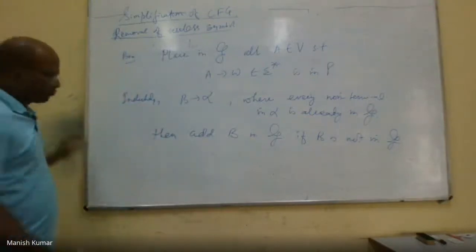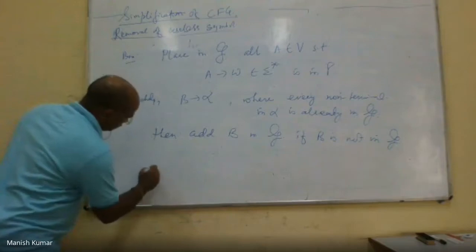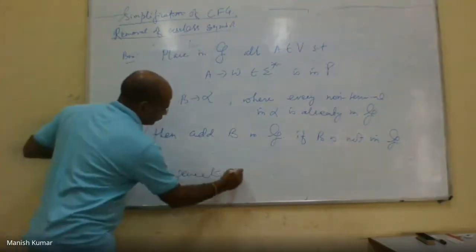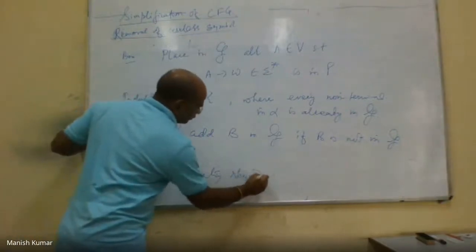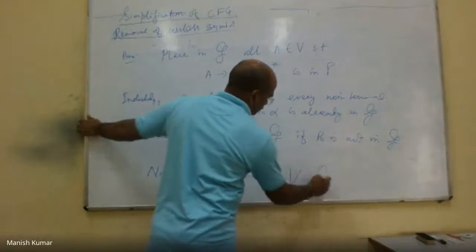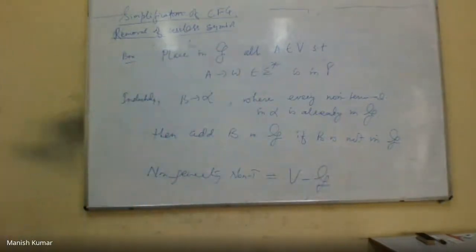So you will get all such generating non-terminals, and at last the non-generating non-terminals will be nothing but V minus G. Okay, this we will get.